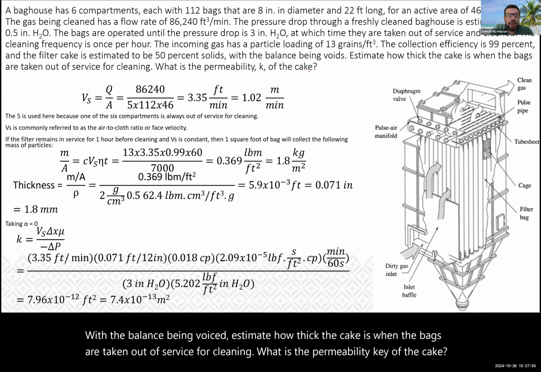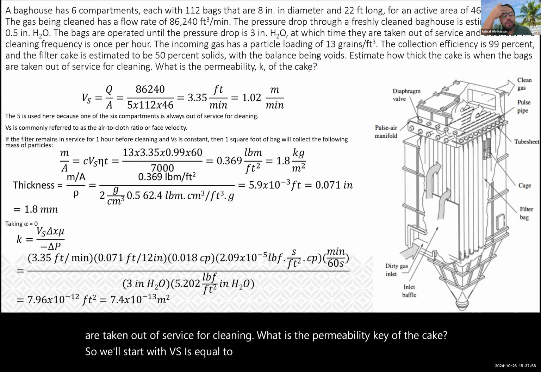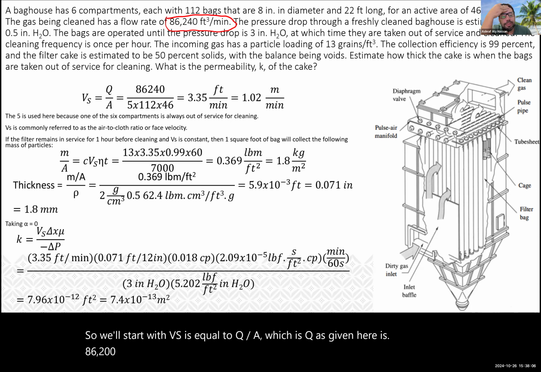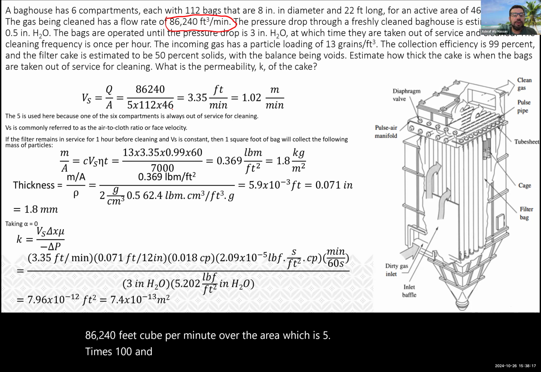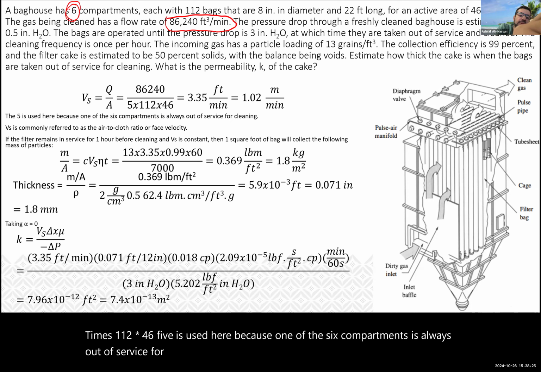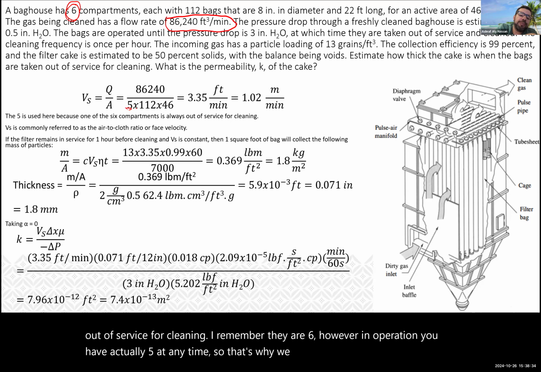So we'll start with Vs is equal to Q over A, where Q, as given here, is 86,240 feet cubed per minute over the area, which is 5 times 112 times 46. 5 is used here because one of the 6 compartments is always out of service for cleaning. And remember, they are 6. However, in operation, you actually have 5 at any time. So that's why we have the 5 over here.